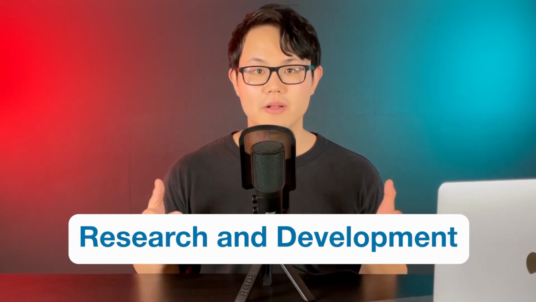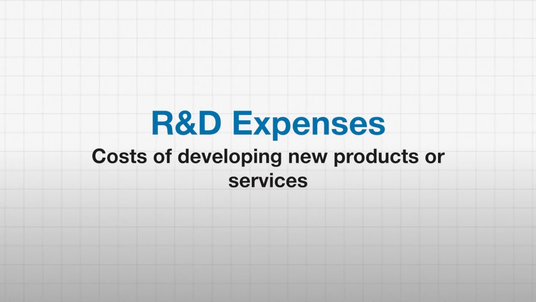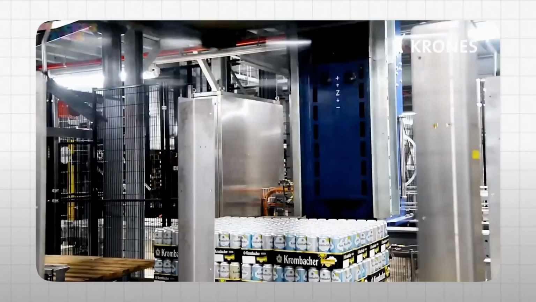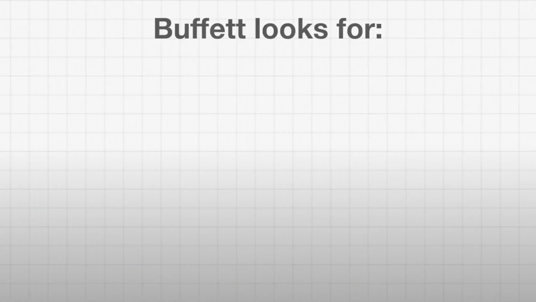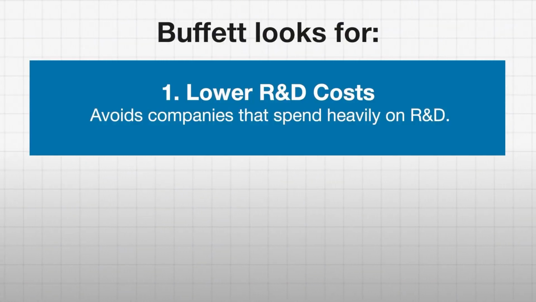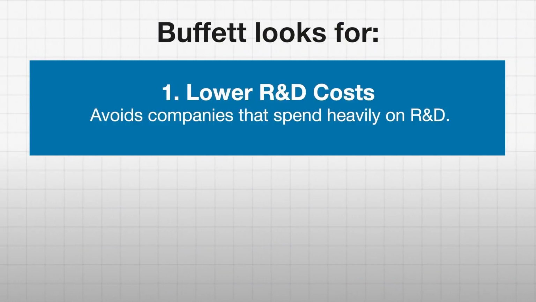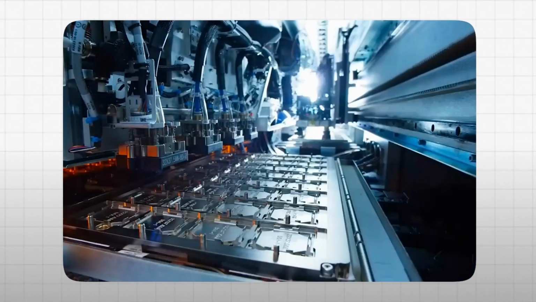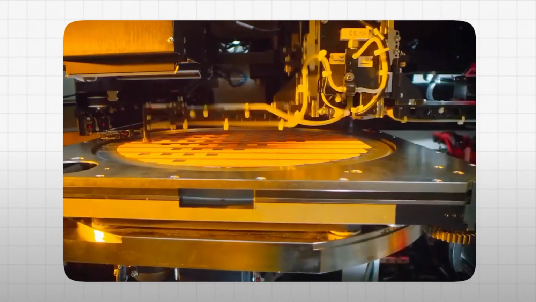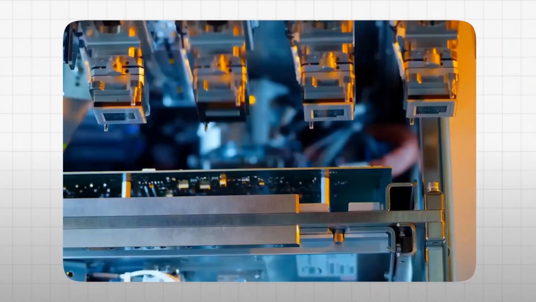Another key operating expense Buffett examines is research and development, R&D, which are the costs of developing new products or services. While innovation can be important, Buffett tends to prefer companies that aren't overly reliant on R&D spending to remain competitive. Here's what Buffett looks for. First, lower R&D costs. Buffett avoids companies that spend heavily on R&D because there's no guarantee the investment will pay off. A high R&D budget can be risky, especially if the company's innovations don't lead to increased profits.